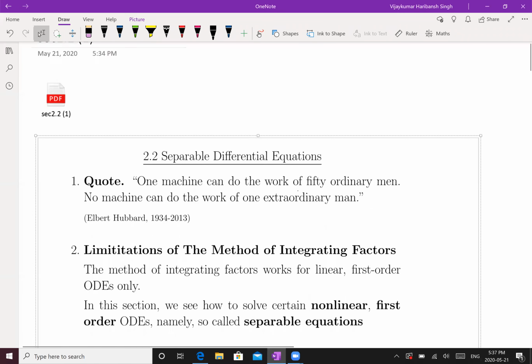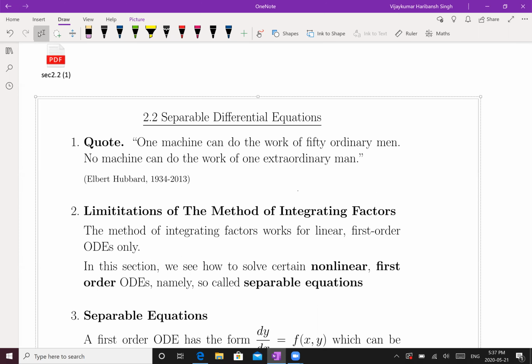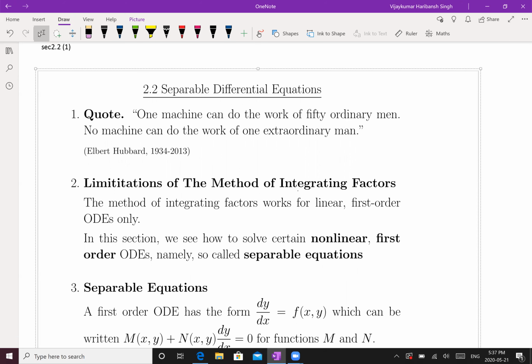Welcome students. We want to talk about separable differential equations now. So in last class, we learned about the method of integrating factors.